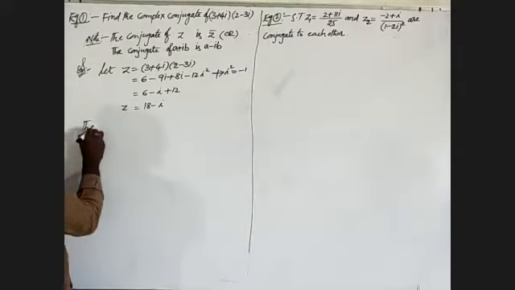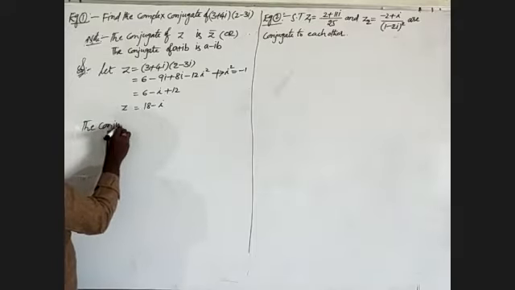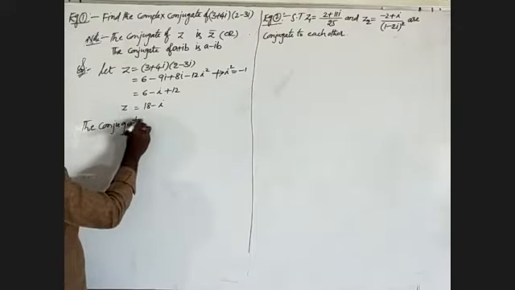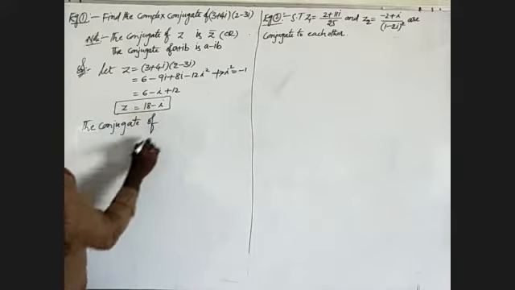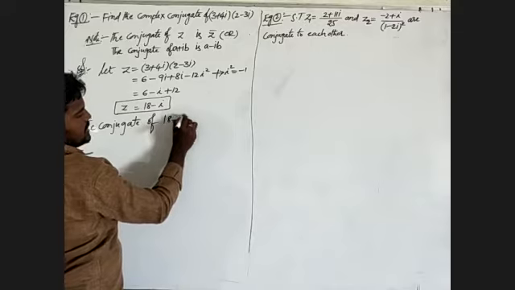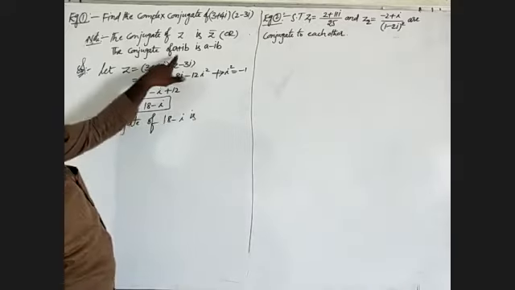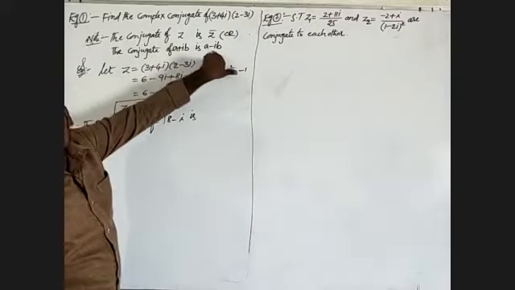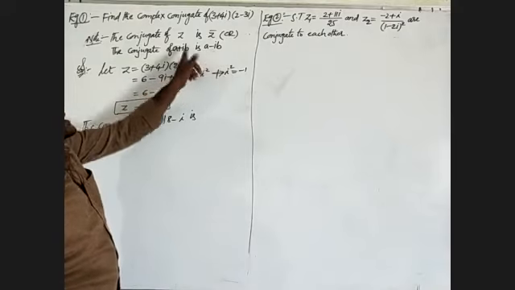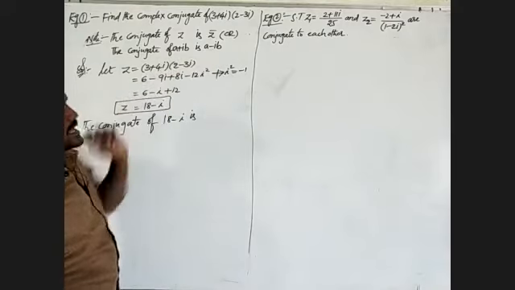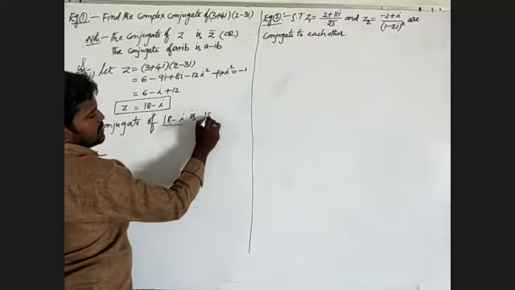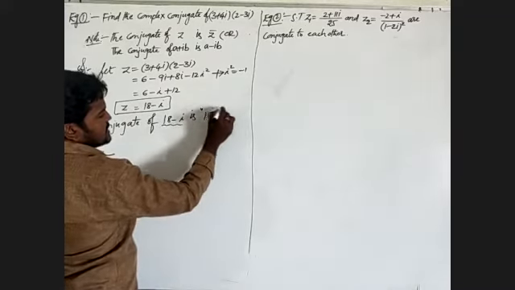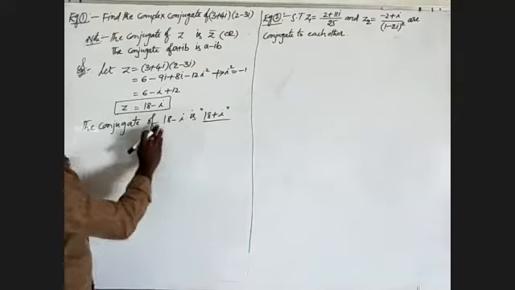The conjugate of the given term 18 - i: the conjugate of a + ib is a - ib, and the conjugate of a - ib is a + ib. That means the conjugate of 18 - i is written as 18 + i. This is the required conjugate of the complex number.